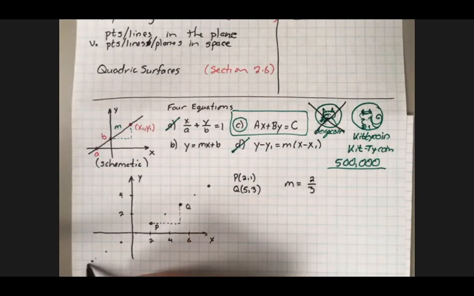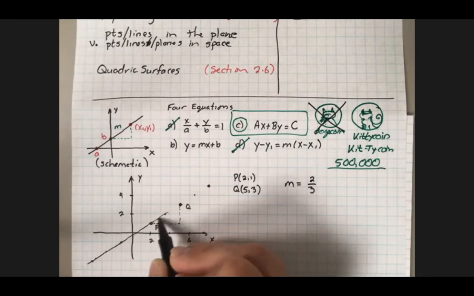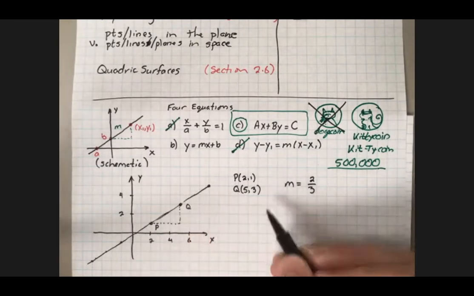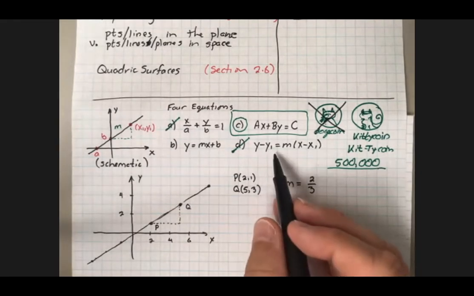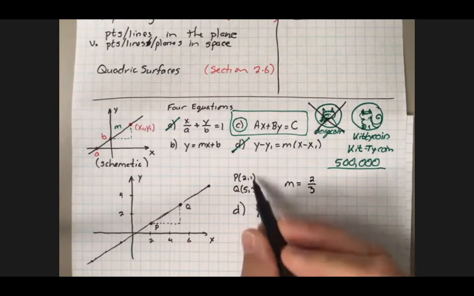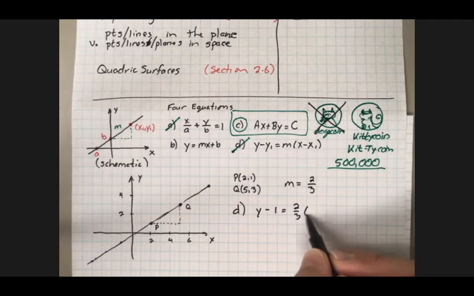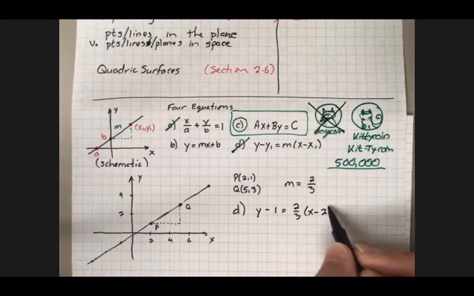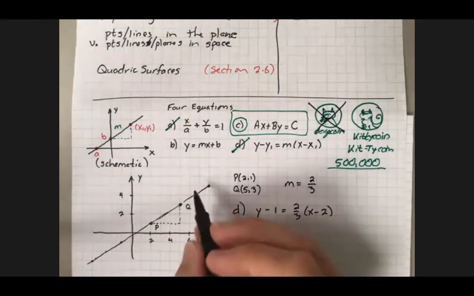And now you've drawn an awesome line. But I haven't given you the equation of the line, I've just drawn it. So let's tick off D right here. Equation D would be y minus 1, I pick one of these points, equals 2/3 times x minus 2. Now that is the equation of that black line. Let's call this line L.